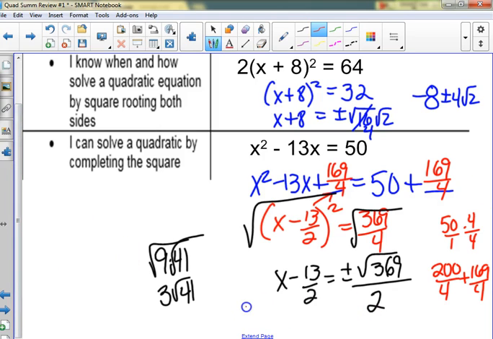I'm pretty sure the one on the quiz is easier than that, okay? 13 over 2, I'm adding to the other side, plus or minus 3 square roots of 41 over 2, or you could write it all over 2.